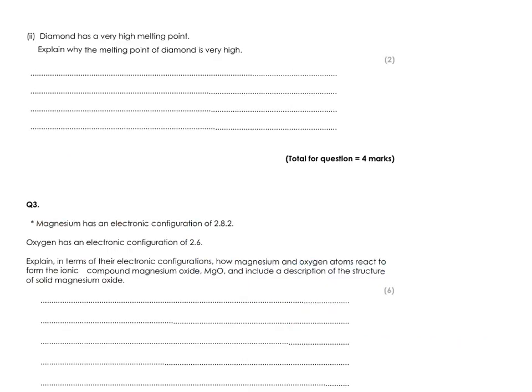So next question, it says, diamond has a very high melting point. Explain why the melting point of diamond is very high. So whenever you're talking about melting points, you have to talk about what you are breaking in order to melt it. And so we've got to look at the substance. Now, diamond is one of our examples of a giant covalent substance. Giant covalent, and what that means is that all of the atoms are joined together by lots of covalent bonds.